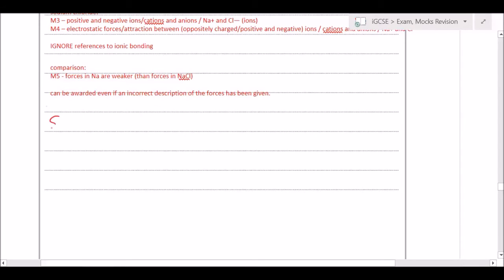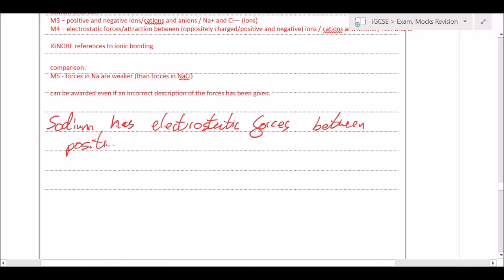So as a model answer, I would write sodium is, actually let's change that to has, sodium has electrostatic forces between positive ions and delocalized electron cloud. And that gets you 2 marks.